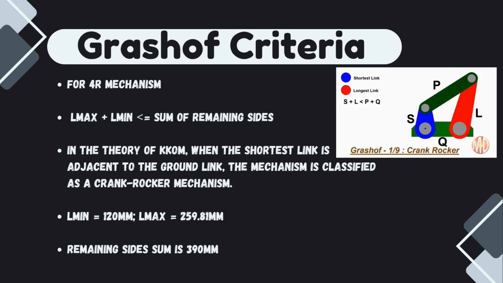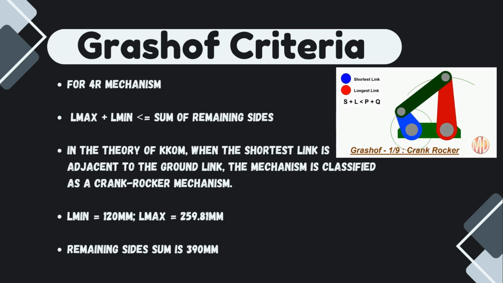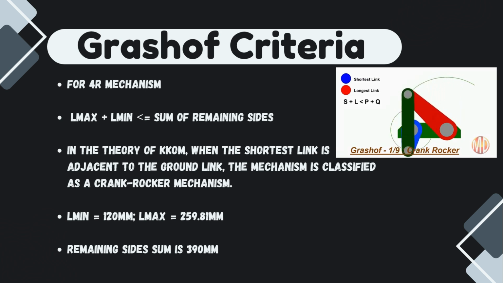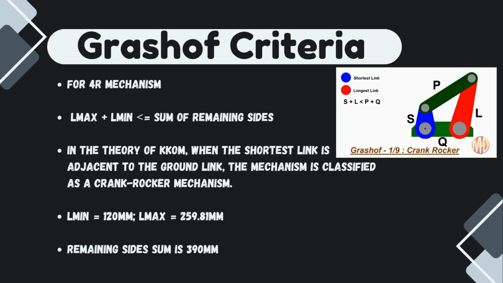To ensure proper movement in this mechanism of the railway ladder system, we applied the Grashof criteria for a 4R mechanism. The criteria states that the sum of the longest and shortest links must be less than or equal to the sum of the other two links. In our design, the smallest link is adjacent to the ground link, classifying it as a crank rocker mechanism. The minimum and maximum lengths were approximately 120 and 260 mm respectively, satisfying the condition.